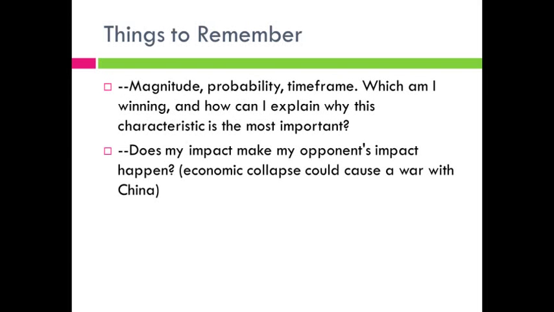All right, so things to remember. Magnitude, probability, and time frame. You have to think about what you're winning and how you can explain it to exploit which characteristic is most important. So let's say you're winning magnitude, you have to explain why magnitude is better than probability or time frame. Also, you have to think about if it turns the case. So does my impact make my opponent's impact happen? So would economic collapse cause a war with China? How would economic collapse turn Chinese war?